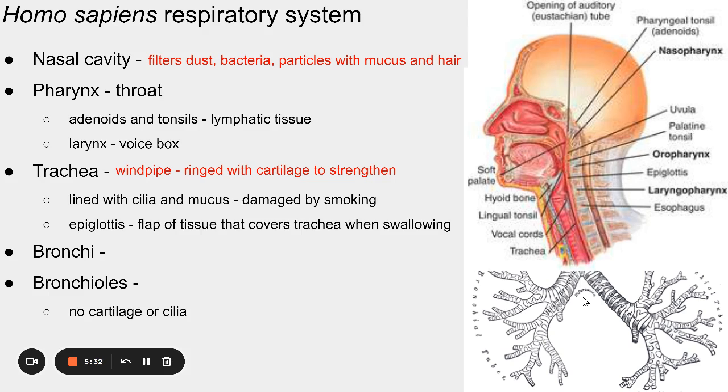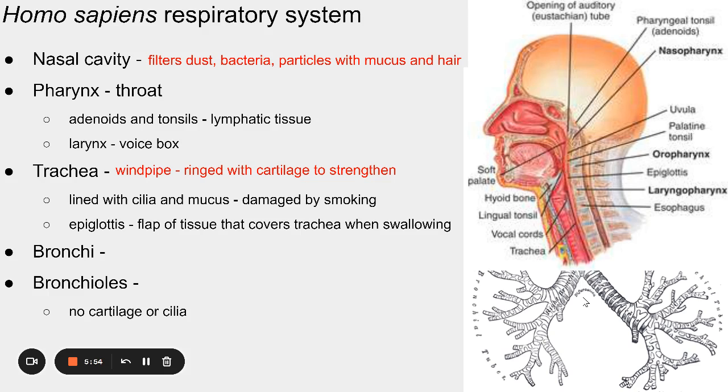There's a little flap called the epiglottis that closes to cover our trachea when we swallow food so that no food goes down there. If food does go down your trachea, I mean, if it's a big piece of food, you could choke. It could completely block the passageway of air into your lungs.